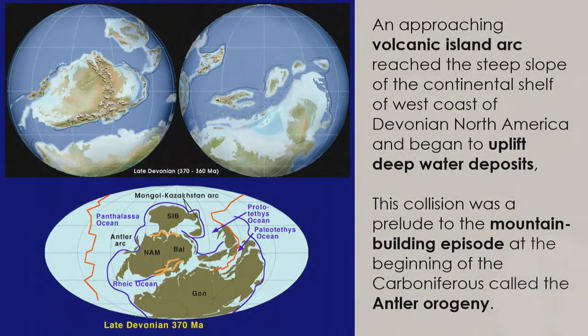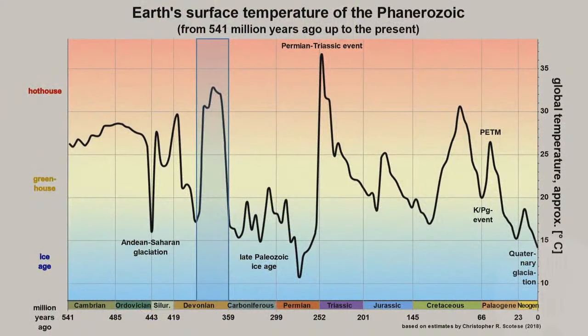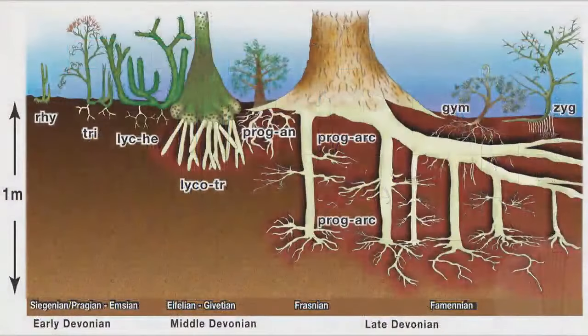During this time, an approaching volcanic island arc reached the steep slope of the continental shelf of west coast of Devonian North America and began to uplift deep water deposits. This collision was a prelude to the mountain building episode at the beginning of the Carboniferous, which we'll talk about here shortly. Temperatures warmed to levels equivalent to the early Devonian.